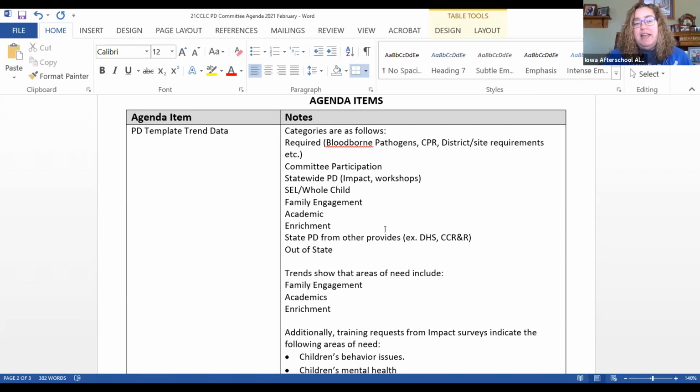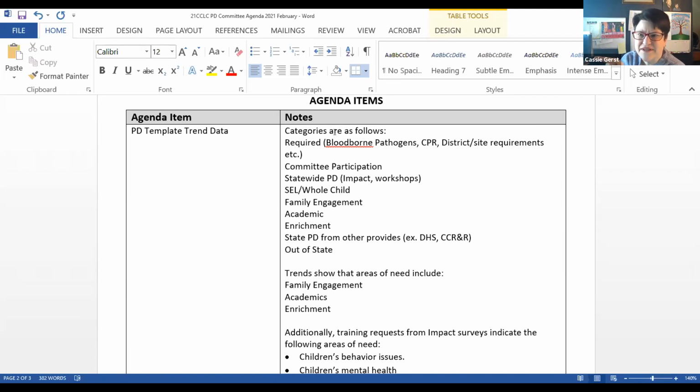So this first agenda item is in response to the data that every 21st Century site is asked to submit to VIC. This was the report that was due last September. It's that summary report of where and how and when people are spending their time educating their staff members that are connected to 21st Century. So when we look at the categories, I have those listed here. I think it might be helpful because they're all on the actual template.